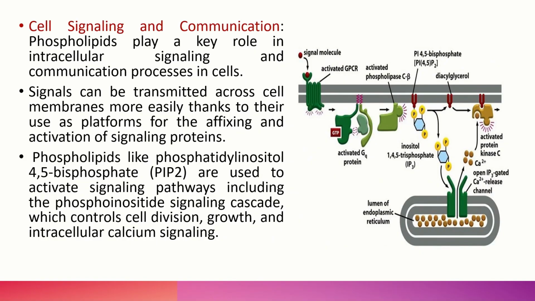So another important function is cell signaling and communication. Phospholipids play a very important role in intracellular signaling and communication processes in cells. Signals can be transmitted across the cell membranes more easily by activating certain signaling proteins. For example, phospholipids like phosphatidylinositol 4,5-bisphosphate, that is PIP2, are used to activate signaling pathways, including the phosphoinositide signaling cascade, and this cascade controls cell division, growth, and intracellular calcium signaling.